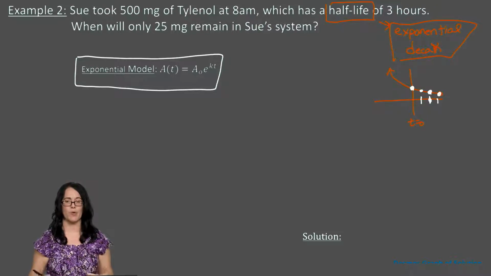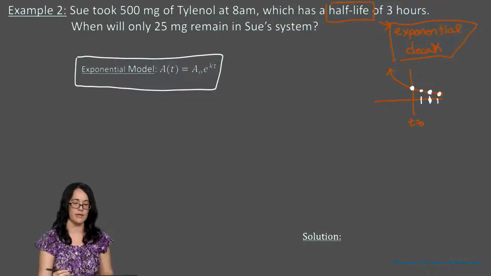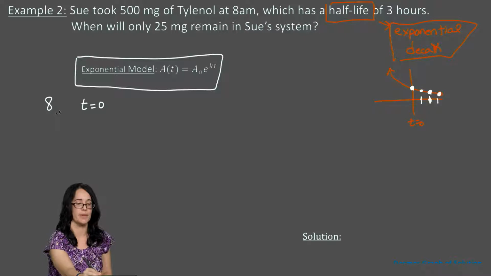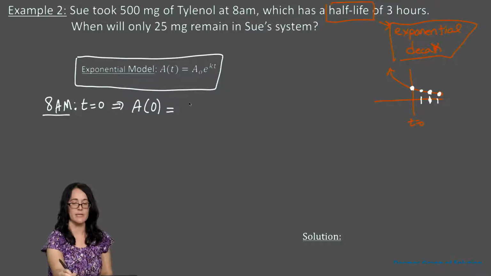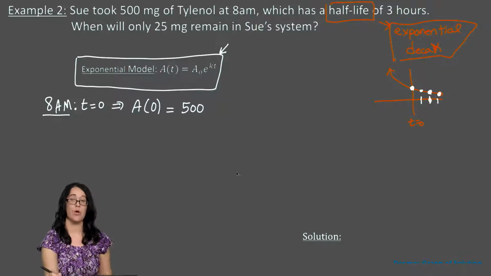Now you might be wondering, why did they give me 8 a.m.? Well, that's her starting time. So we know initially at time t equals 0, that's referring to 8 a.m., okay? So this is the original situation when time t equals 0. So at t equals 0, the amount at t equaling 0 is given to us as 500. Well, we could plug that in, right? And if you put in 0 here, what would that mean to us?